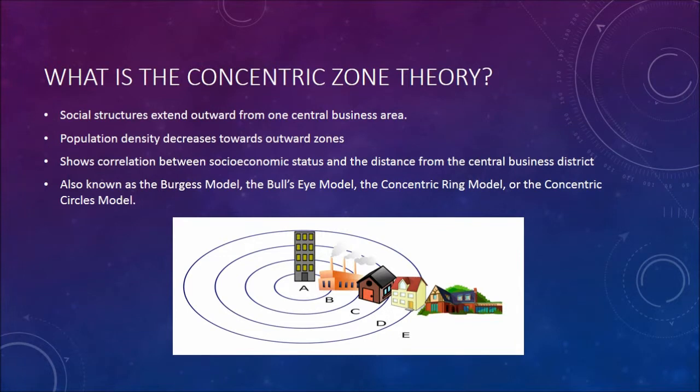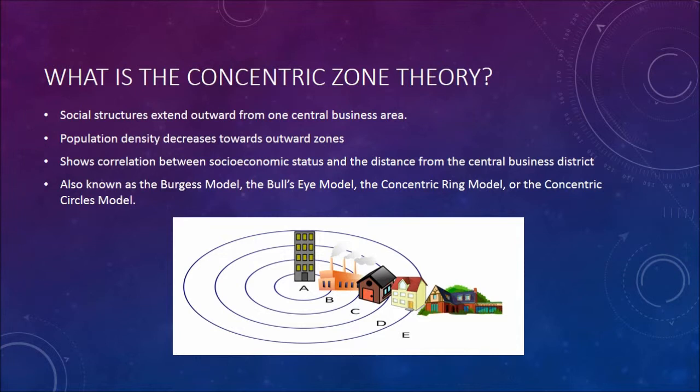In a city that follows the concentric zone theory, social structures extend outward from one central business area, which would be Area A on the diagram. Population density also decreases as you extend towards the outward zones. This shows a correlation between socioeconomic status and the distance a person lives from the central business district. The idea behind the model is that those who can afford to commute live farther on the outside rings, and the more poverty-stricken people live closer to the central business district.